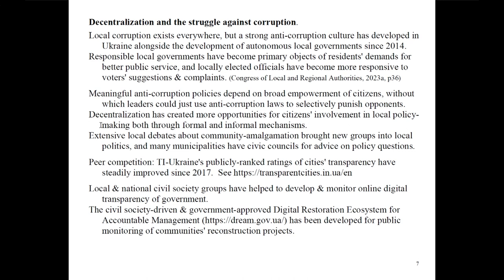Decentralization has created more opportunities for citizens' involvement in local policymaking through formal and informal channels. Many municipalities have civic councils. The process of amalgamating those more than 10,000 villages into the 1,400 hromadas brought a lot of local political debate, and people stayed involved. There's also been a lot of peer competition that you can see.